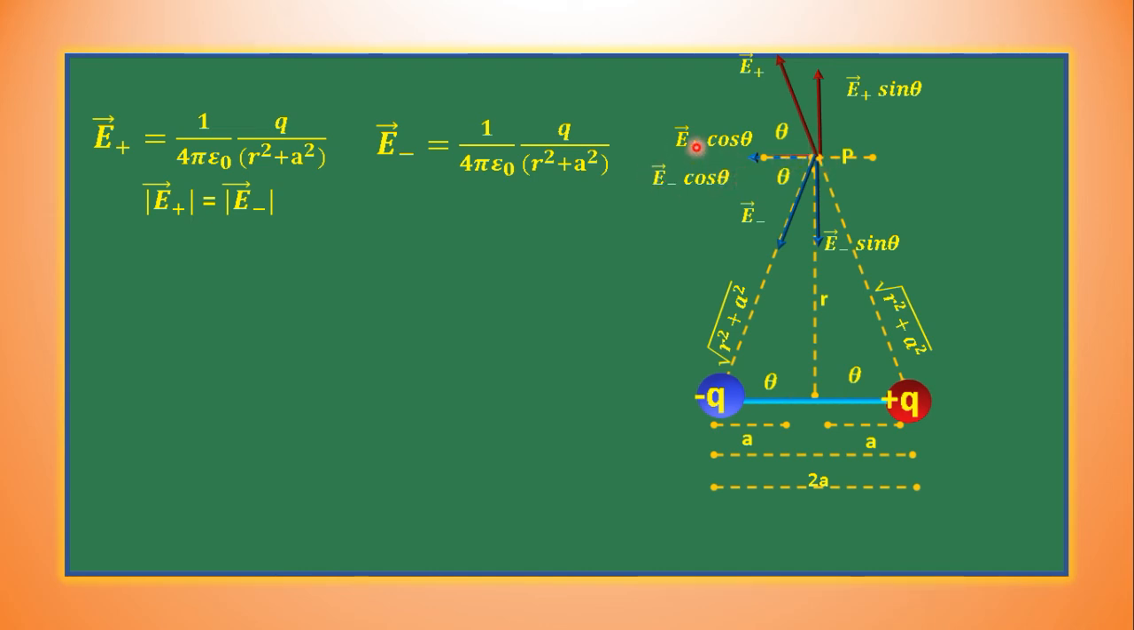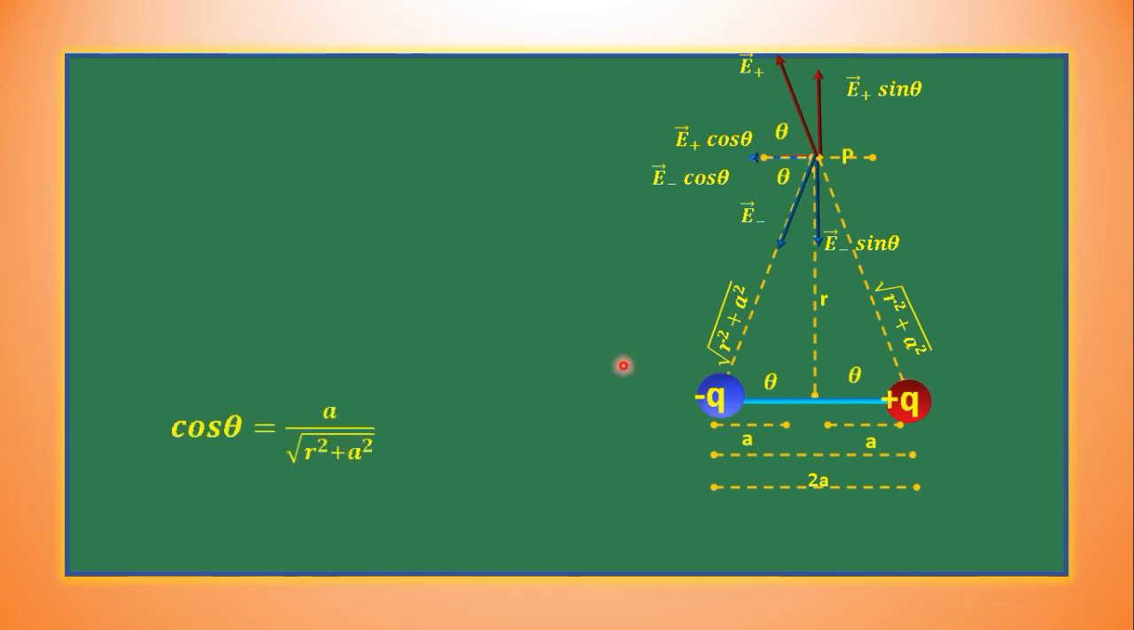So we can say the electric field E equatorial equal to E plus cos theta plus E minus cos theta, which is 2 times E plus cos theta. You know, E plus and E minus are equal, so you can write like this. And substituting for E plus, we will get 2 times 1 by 4 pi epsilon 0 Q by r square plus a square into cos theta. What is theta? Cos theta, let's see.